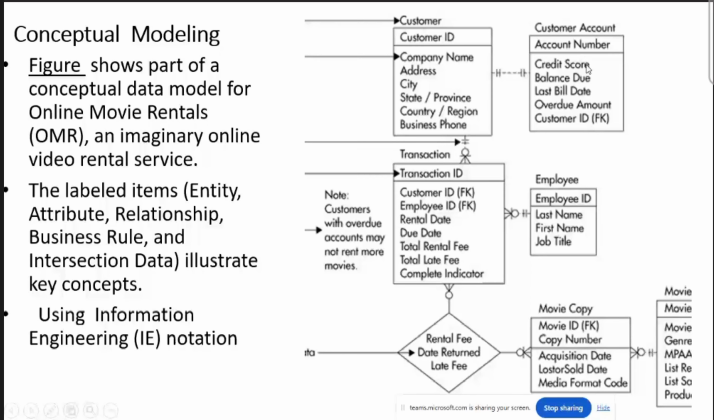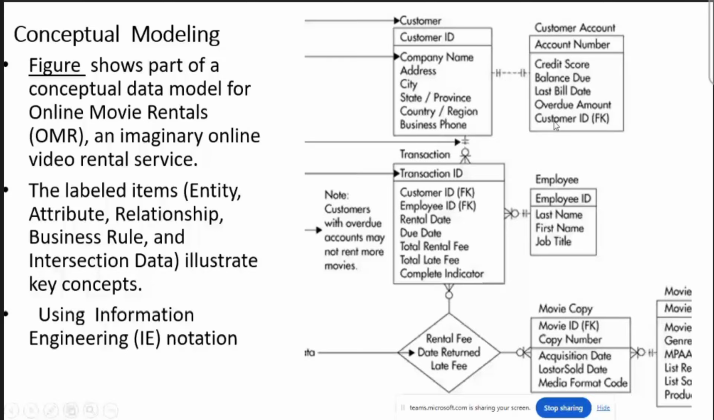And of course, your credit score. If it is a normal business process where we are serious, there should be a way to know your standing, your credit status, or your credit score. So your account number is one, the credit score, the balance due, the last bill date, the overdue amount when necessary, and the customer ID, because each person should have an ID. The customer has an ID, and the account number should be associated with the customer.